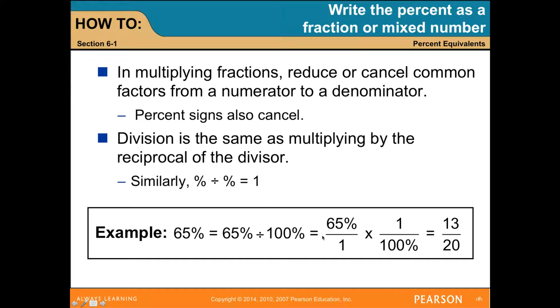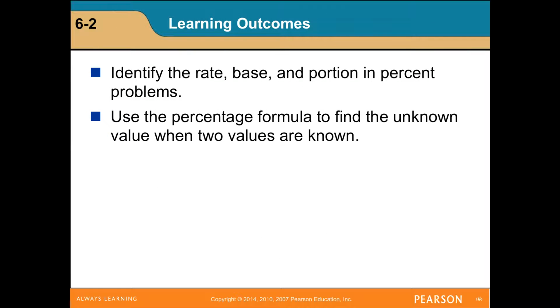So you put 65% divided by 1, and then the reciprocal, 1 over 100%. Remember, reciprocal means opposite. And then when you work it out, it ends up being 13 over 20. Reduced.